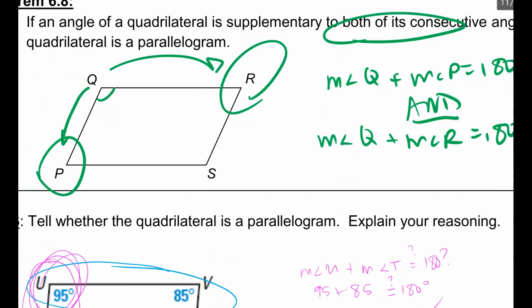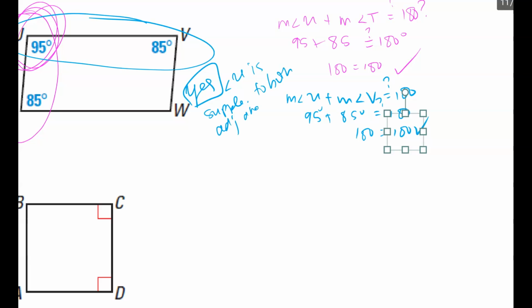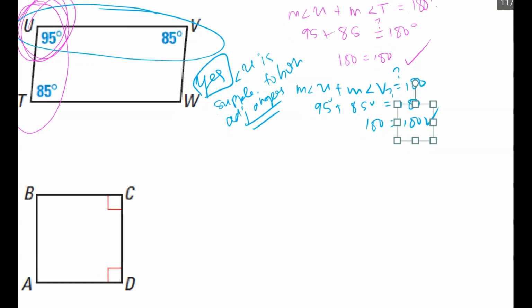And the reason is because of this theorem. So we say angle U is supplementary to both adjacent angles. That is the reasoning we're looking for. It's supplementary to both angles it's next to. Okay.